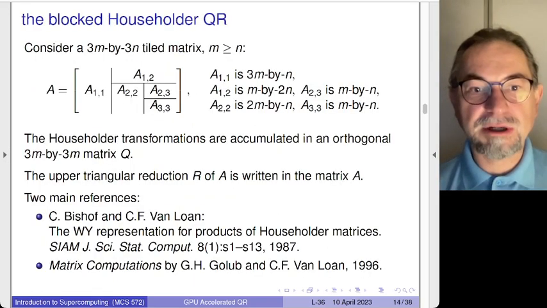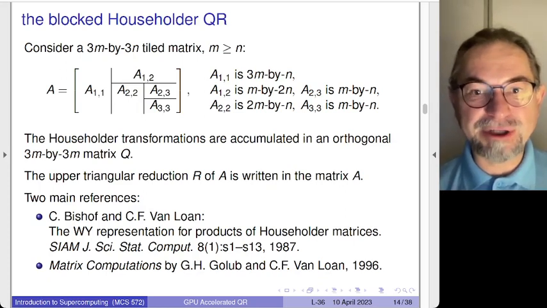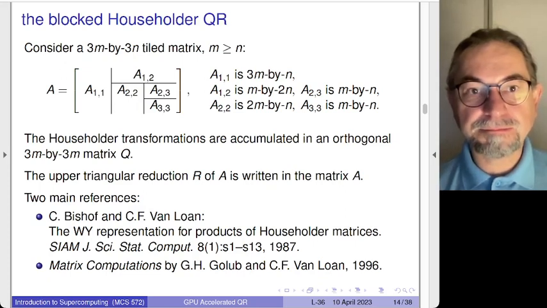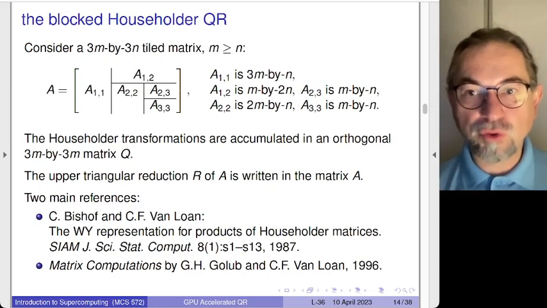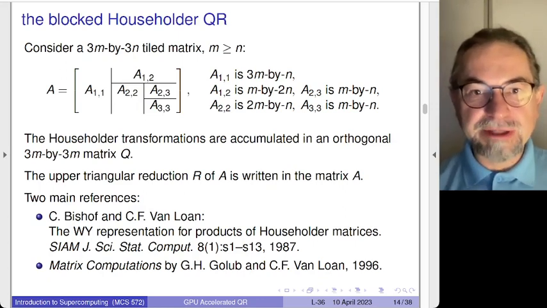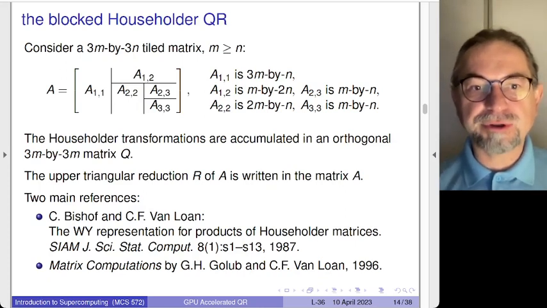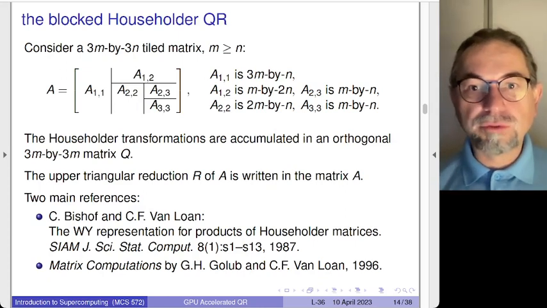Now comes the more efficient WY representation. So we are using here a description that is in place. So we can accumulate the householder reflectors in a separate matrix, and the original matrix is overwritten by the upper triangular part. So this is the blocked householder QR.